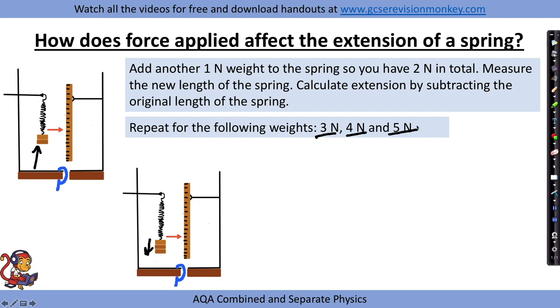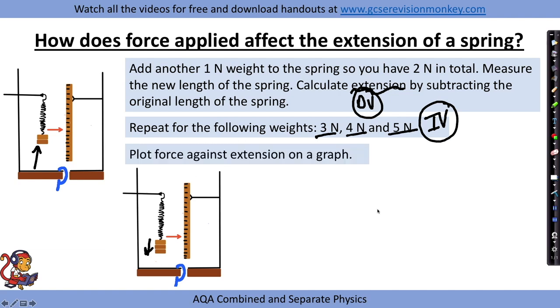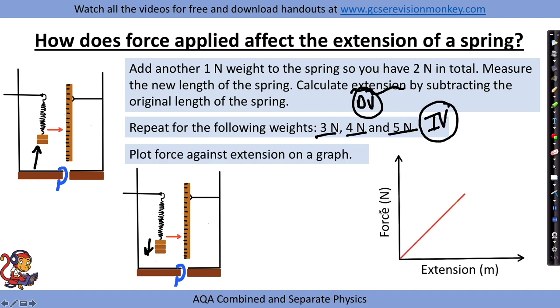So each time we are changing the force, and this is going to be our independent variable, and we are calculating the extension, which is our dependent variable. And for our control variable, we need to make sure we're using the same spring each time because it must have the same stiffness. So with our results of force and extension, we should then plot force against extension on a graph. And you will see a relationship that looks a little bit like this.